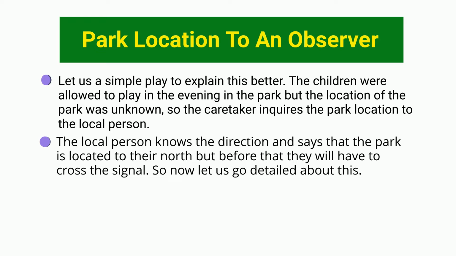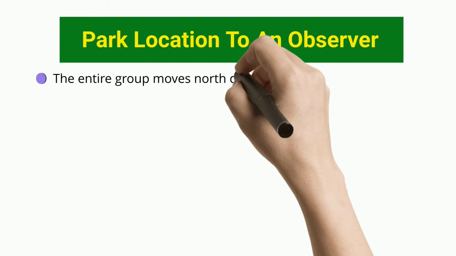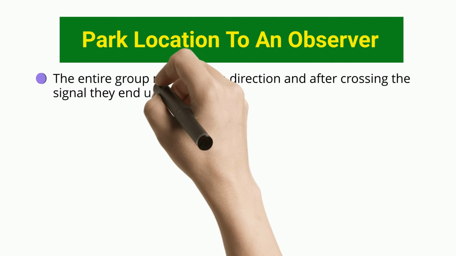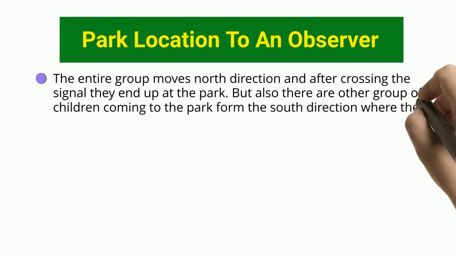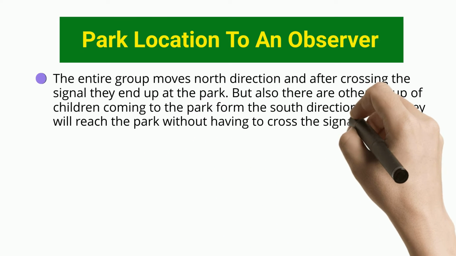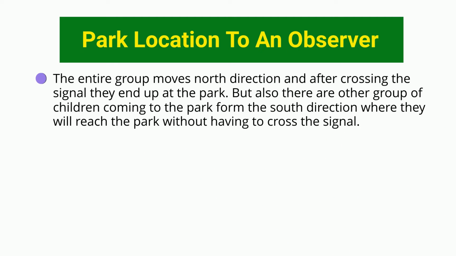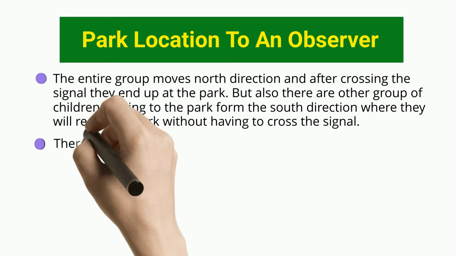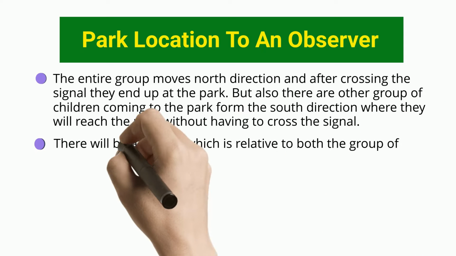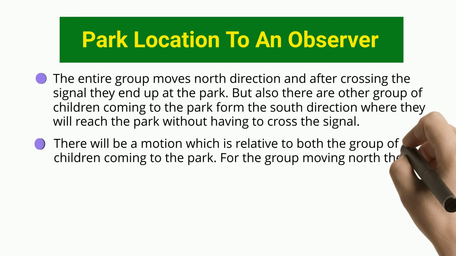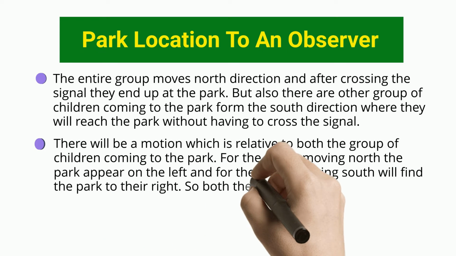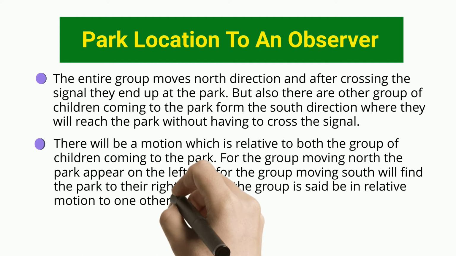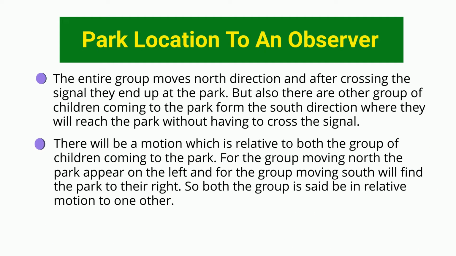So now let us go into detail about this. The entire group moves in the north direction and after crossing the signal they end up at the park. But there is also another group of children coming to the park from the south direction, who will reach the park without having to cross the signal. There will be a motion which is relative to both groups of children coming to the park. For the group moving north, the park appears on the left, and the group moving south will find the park to their right. So both groups are said to be in relative motion to one another.